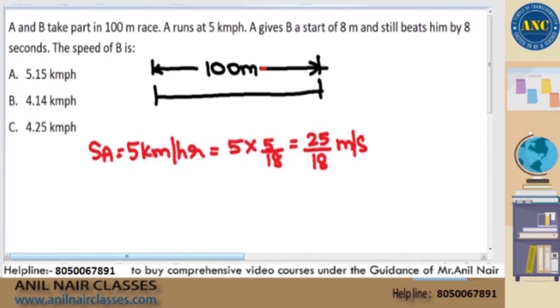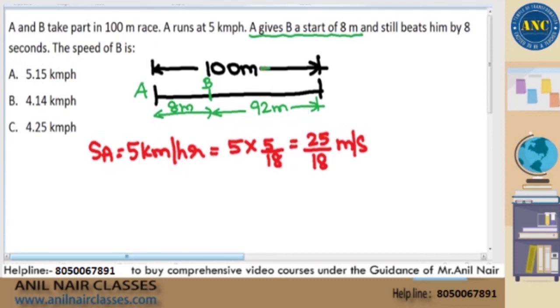Now read the next statement. A gives B a start of 8 meters. That means A is starting from the starting point itself, but he is telling B, please start after 8 meters. I am giving you a head start of 8 meters. That means out of 100, B is not running for the first 8. B is only traveling for the remaining 92 meters. Right? B is only traveling for the remaining 92 meters.